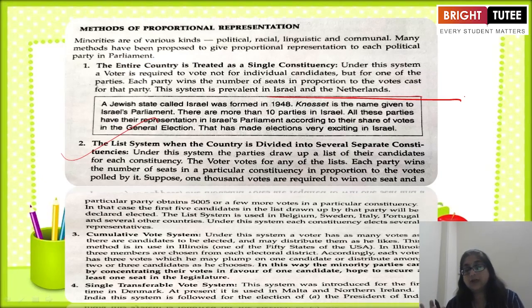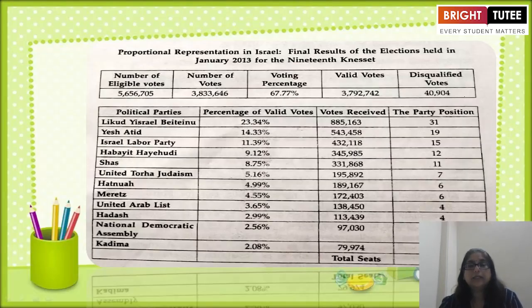Then the single transferable vote system, and that is India. This system is followed for the election of the President of India, the Vice President of India, the members of Rajya Sabha, and the members of the State Legislative Council. This is the proportional representation in Israel: final results of elections held in January 2013 for the 19th Knesset.